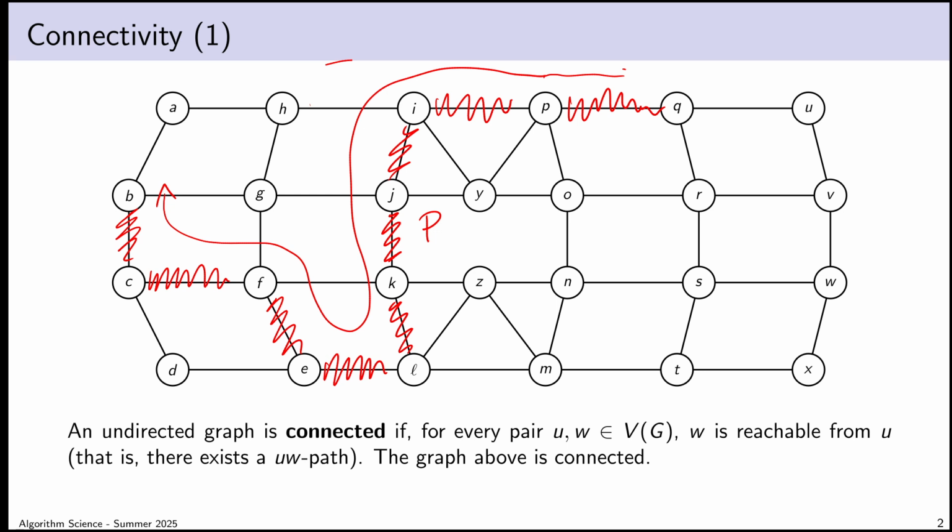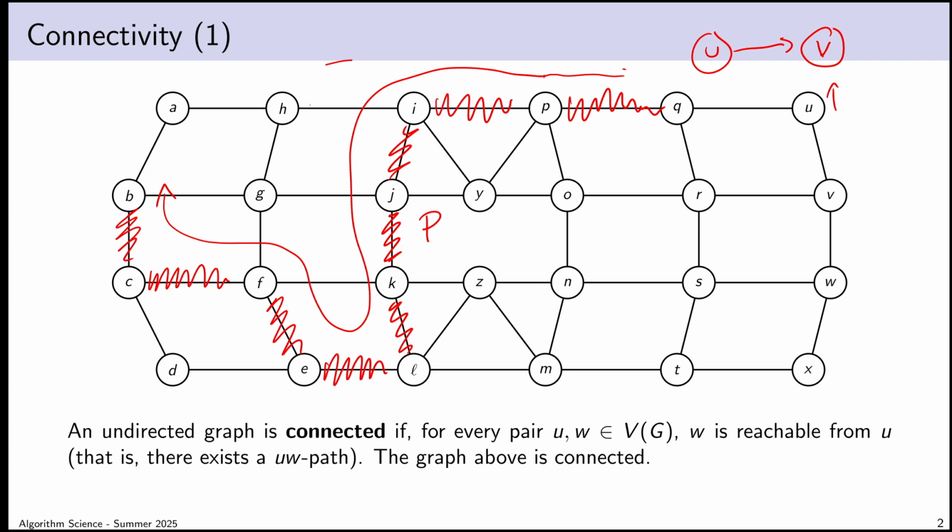The same is not true of directed graphs. We can still define reachability, but consider this case here. Here is a two-vertex directed graph on vertices U and V. Notice that V is reachable from U, but U is not reachable from V. And so clearly reachability is not symmetric in directed graphs.